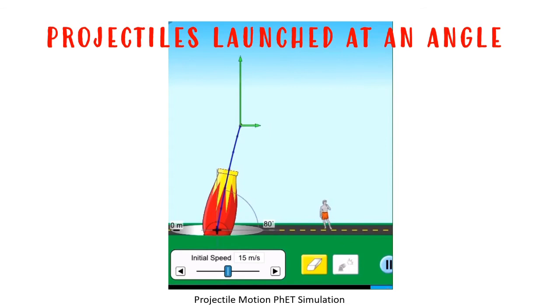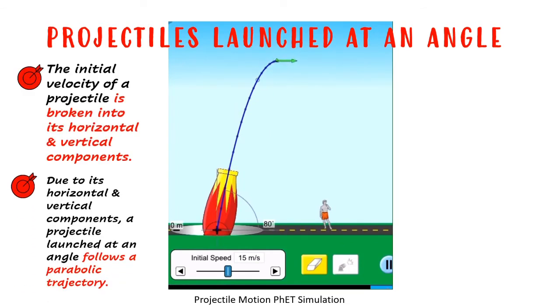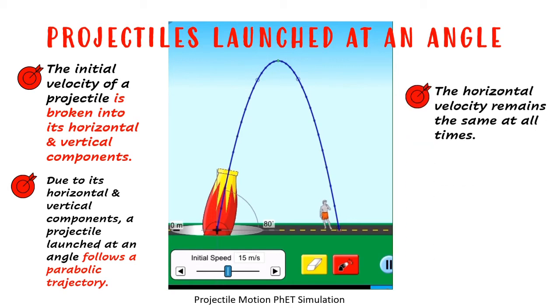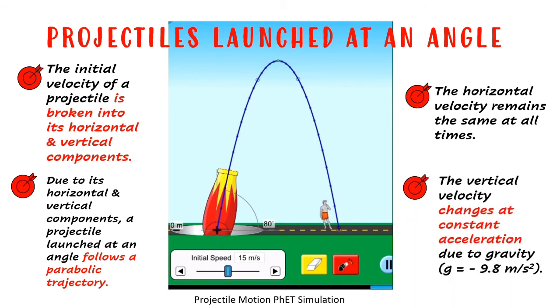In this projectile motion PhET simulation, we can see the projectile's parabolic trajectory and its vertical and horizontal velocities represented by the vertical and horizontal arrows. The initial velocity of a projectile is broken into its horizontal and vertical components. Due to these components, a projectile launched at an angle follows a parabolic trajectory.